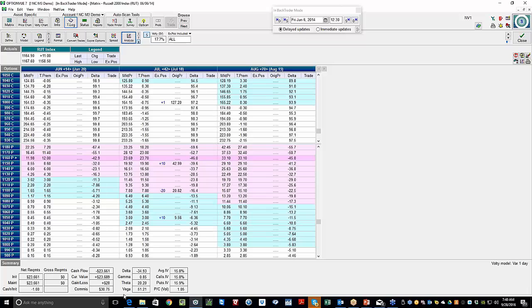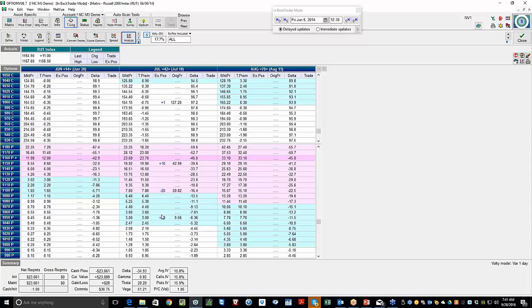But take a look at Vega down here. We have a positive Vega. Remember, there were really only two things to look for: delta and Vega. Vega has now gone from negative to positive, so we have to do something.